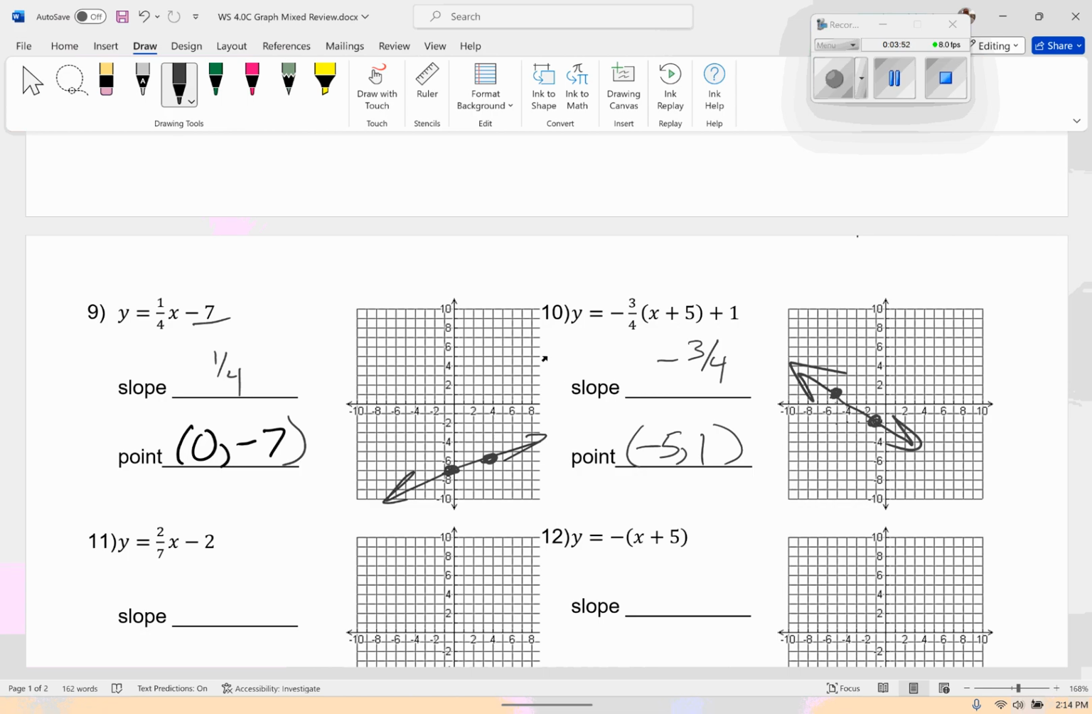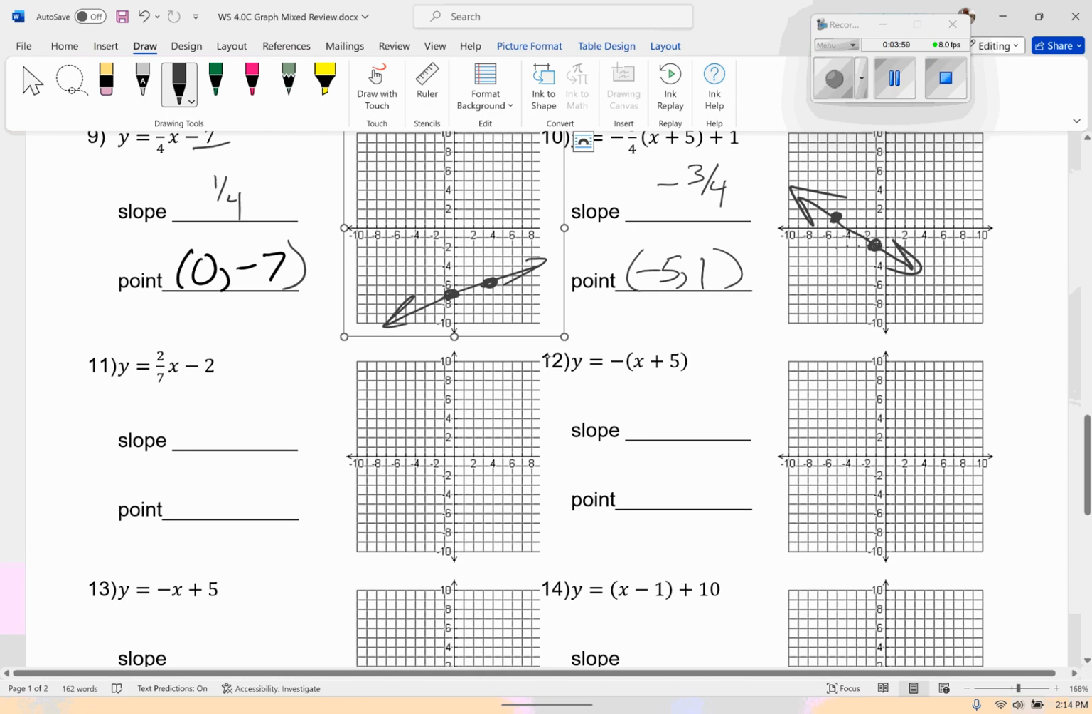You guys writing this down if you need it? You want to take notes, Copeland, or you just want to sit there? Oh, I don't care.